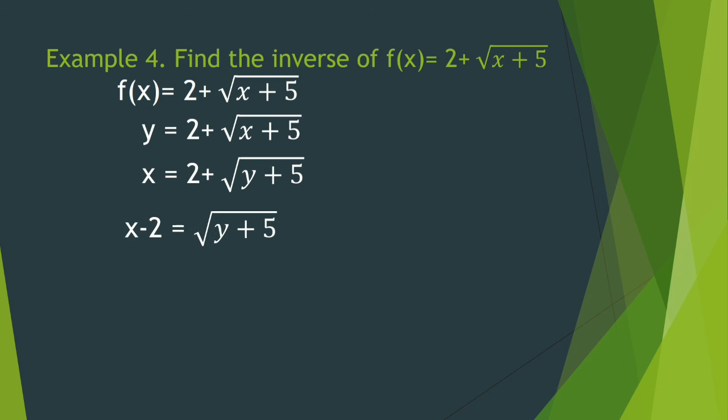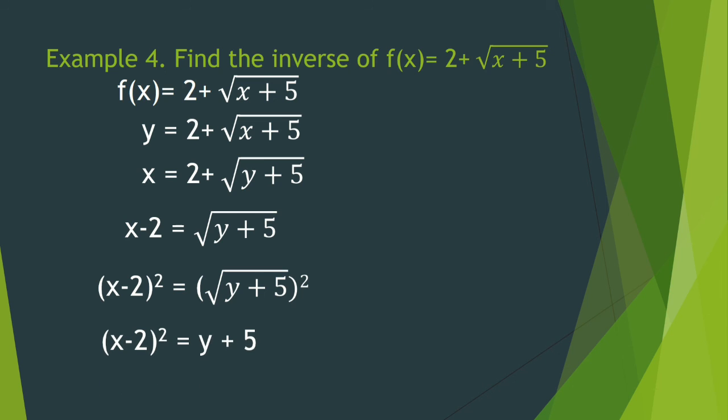Then, ilipat natin yung 2. So, we have now x minus 2 is equal to square root of y plus 5. So, paano matatanggal yung square root doon? Kailangan natin squared both sides. So, we have now x minus 2 squared is equal to squared of square root of y plus 5. So, makakancel out na yung square root or yung radical sign. So, ang matitira na lang ay x minus 2 squared is equal to y plus 5.